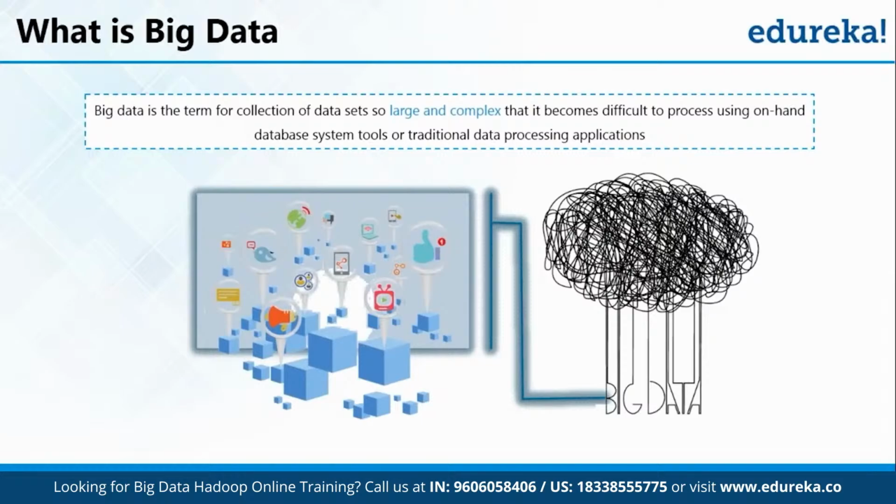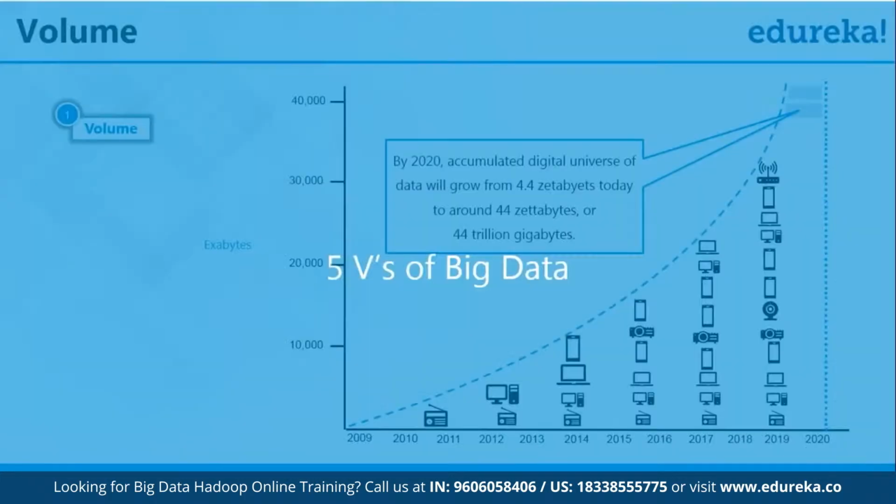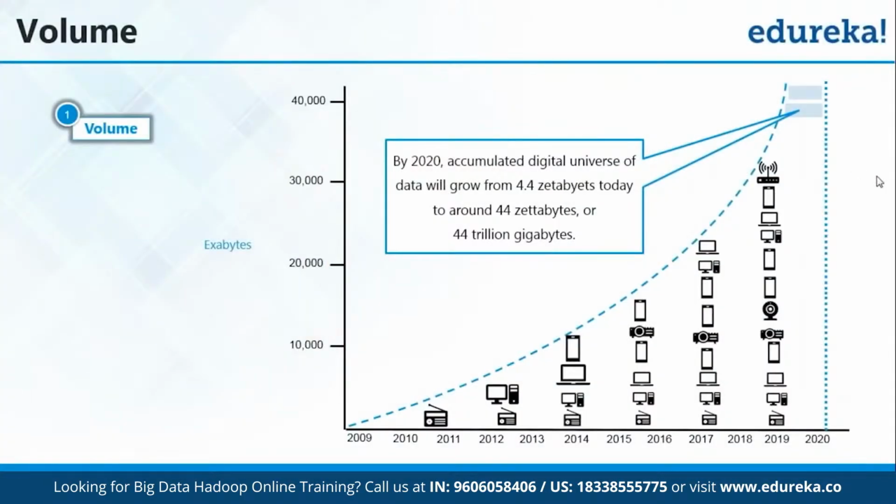Couldn't agree more, Saurabh. Now the question is, how do we consider some data as big data? How do we classify some data as big data? How do we know which kind of data is going to be hard for us to process? Well, Saurabh, we have the 5 V's to tell us that. So let's take a closer look at what those are.